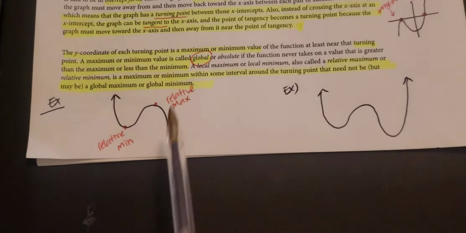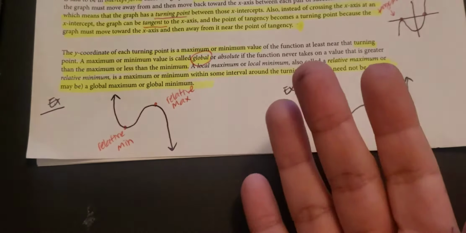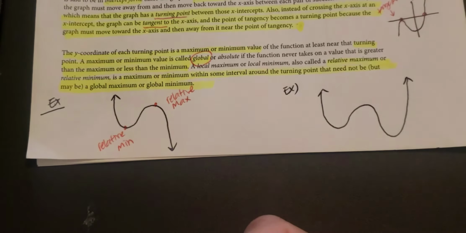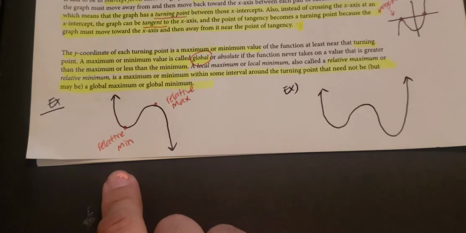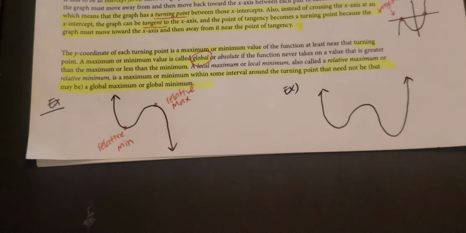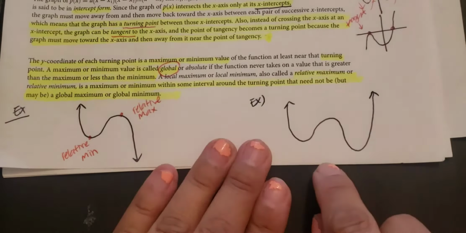There's no other minimum, there's no other maximum, so there's nothing to compare it with. There's nothing to say it's bigger than the other minimum or larger than the other maximum. So because of that, we just say relative min, relative max, okay? So now let's look at this one. This one's a little bit different.